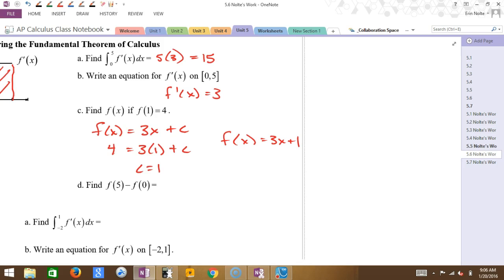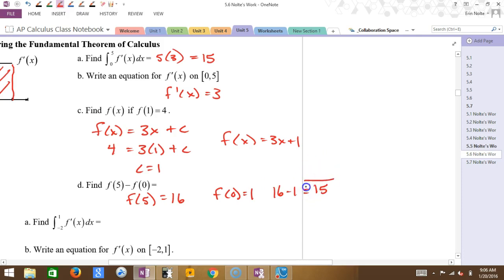Now for question D, they say, what is f of 5 minus f of 0? Let's start by finding f of 5. If I plug in 5 into that function, that would be 15 plus 1, so 16. If I plug in 0, I would get 1. So what is 16 minus 1? 15. What do you notice about this? It's the same as the area. Yep, the upper bound and the lower bound, exactly.